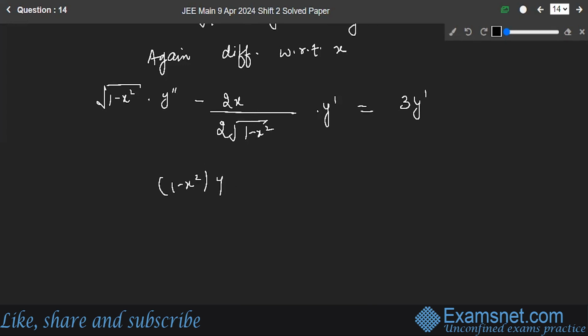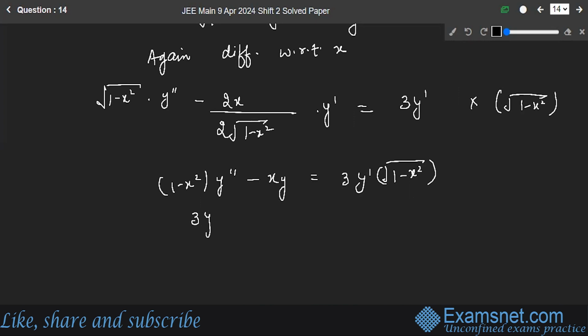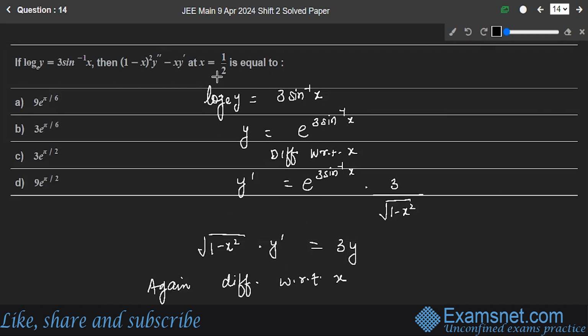So this will give you 1 minus x square into y double dash minus x y dash is equal to 3y dash into root of 1 minus x square. Okay, so what am I doing? I'm multiplying both sides by root of 1 minus x square. So this will give me 3y dash into this is equal to 1 minus x square y double dash minus this. Now you have to find out the value of 1 minus x square y double dash minus this.